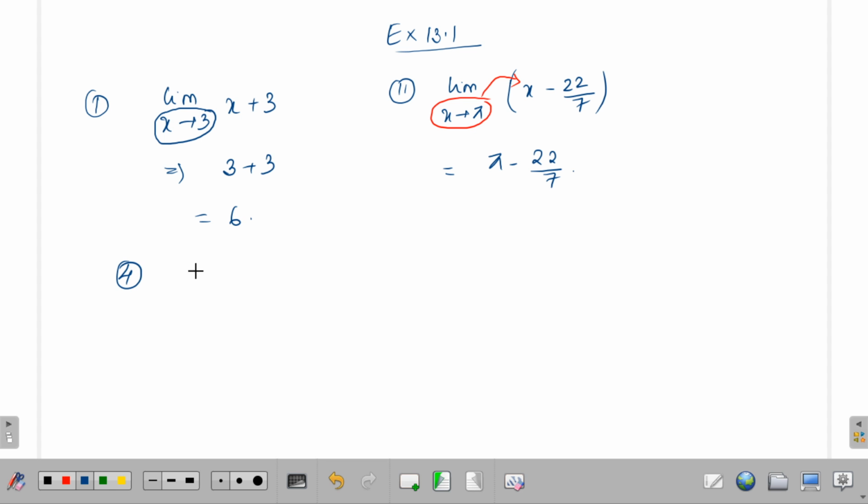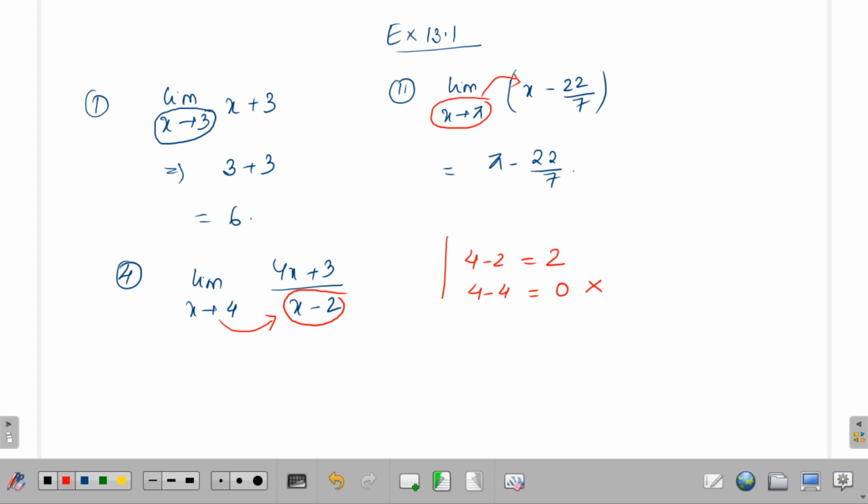Let me do your question number 4 now. It is given to be limit of x tends to 4, 4x plus 3 divided by x minus 2. Whenever you have a numerator and a denominator, always check the denominator first, and then put the value for x. Over here, if you put the value for x in the denominator, you will get 4 minus 2, which would be 2. Suppose you got in a denominator like 4 minus 4 and you got the answer 0, that means you cannot solve further, okay?